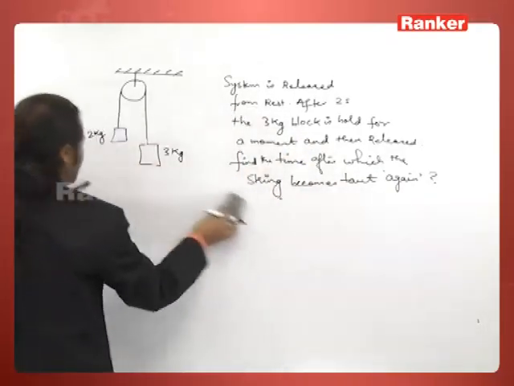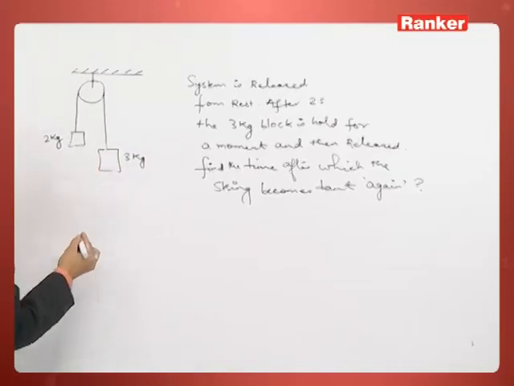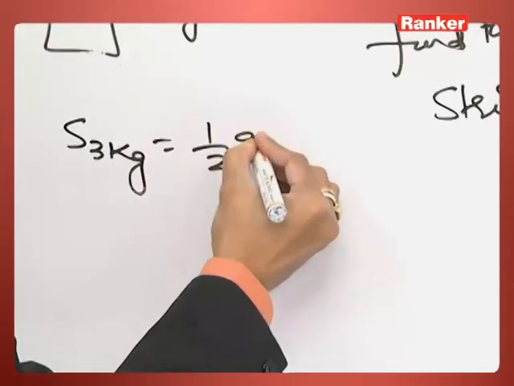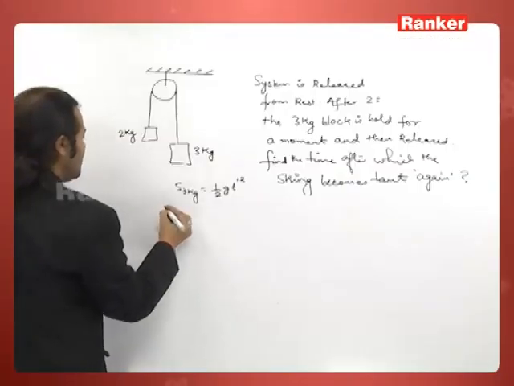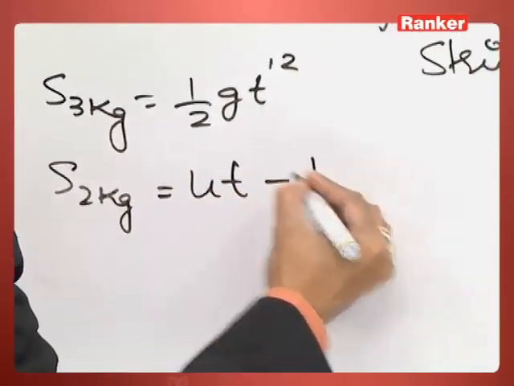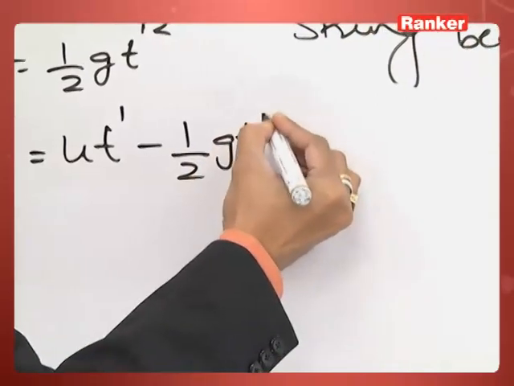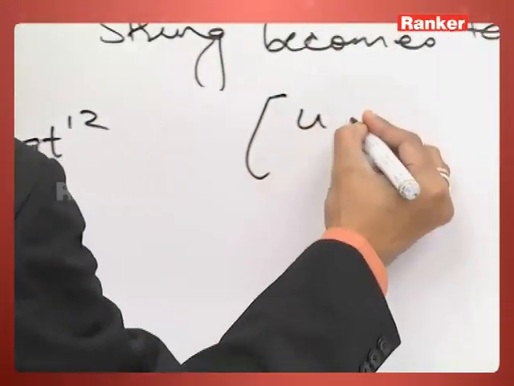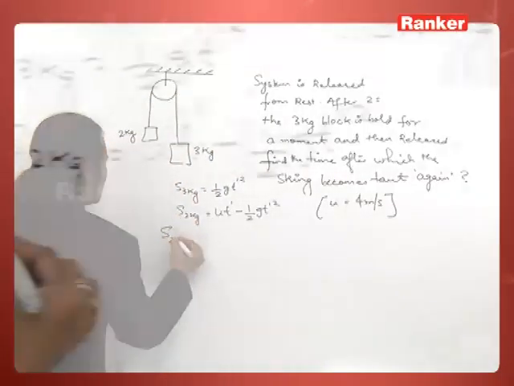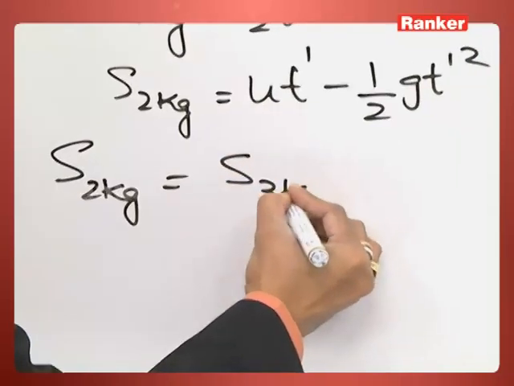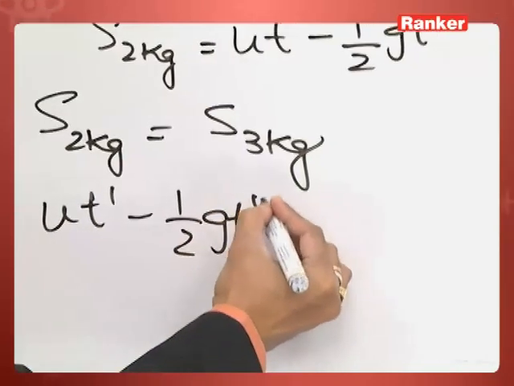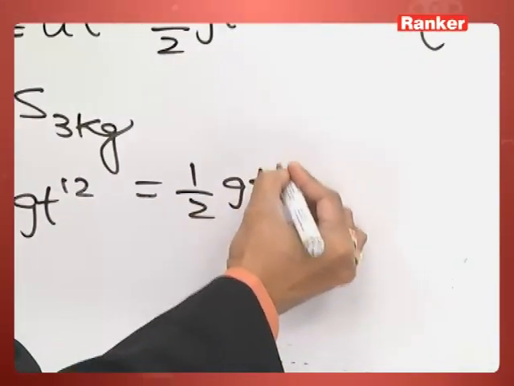So 3 kg block falls freely, so displacement of 3 kg block is equal to half g t dash square, and displacement of 2 kg block, it is moving with initial velocity, is u t dash minus half g t dash square, and here u is 4 meter per second as we calculated. Later on we will substitute. So S of 2 kg block is equal to S of 3 kg block. So u t dash minus half g t dash square is equal to half g t dash square.